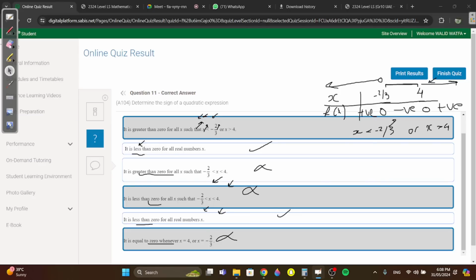Then it is equal to 0 whenever x equals 4 or minus 2 over 3. Let's see, when is it equal to 0? Look at our roots, minus 2 over 3 and 4. That's it for this one.